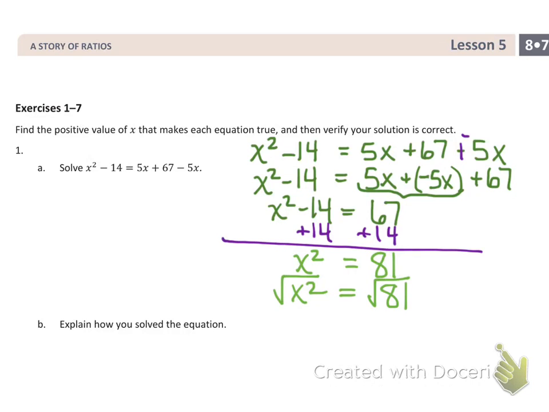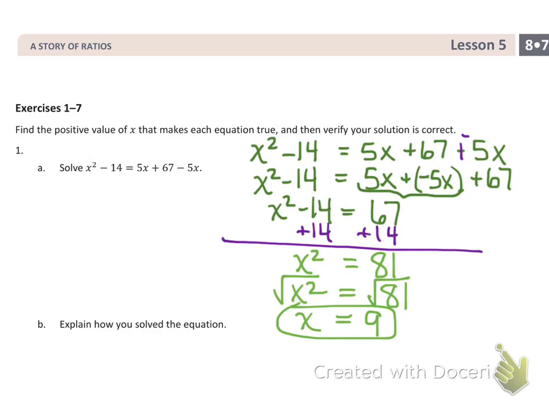And I can see here, and this will be plus or minus, but remember, we're just finding the positive value, so we'll just leave that off. The directions specifically said the positive value, so the radical sign or the square root is the positive value of that. So the square root of x squared is x, and the square root of 81 is 9. So x equals 9 is the solution to that equation.